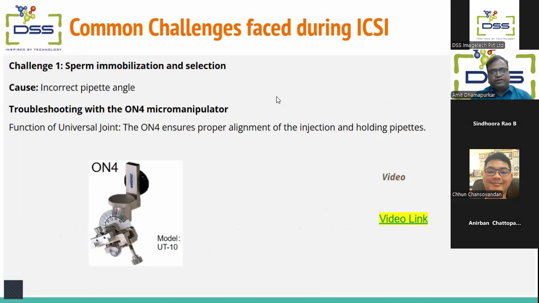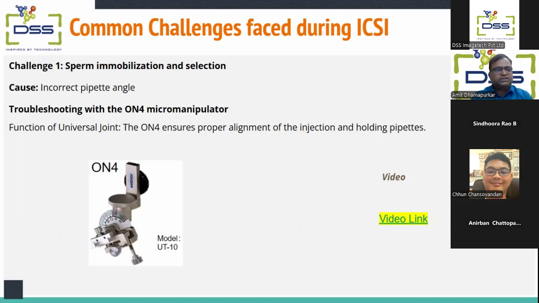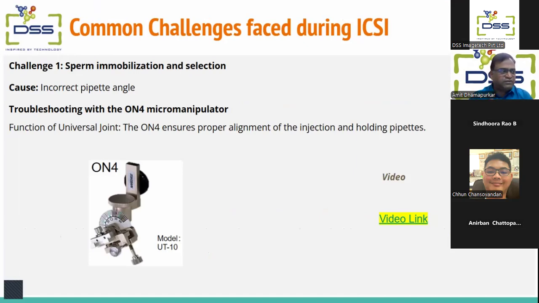Now we will look at the common challenges faced during ICSI, which is the major topic for today's presentation. There are many challenges; we have encountered a total of 5 challenges that people face. Challenge number 1 is sperm immobilization and selection. The cause of this challenge is normally an incorrect pipette angle.